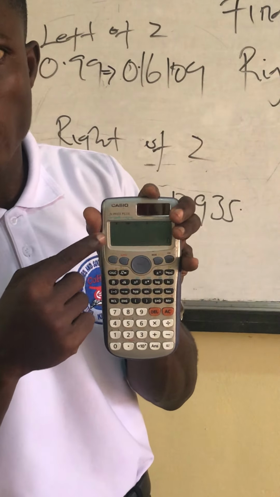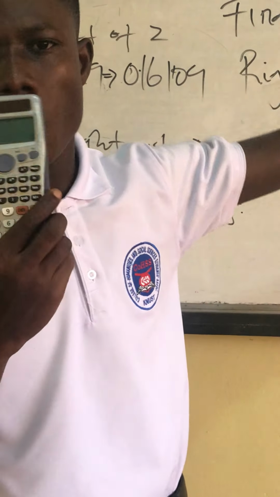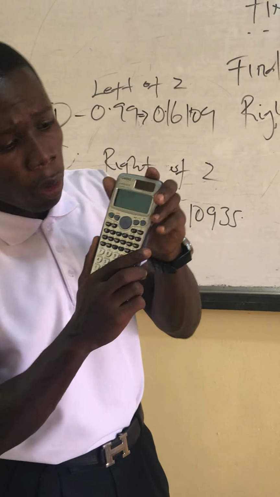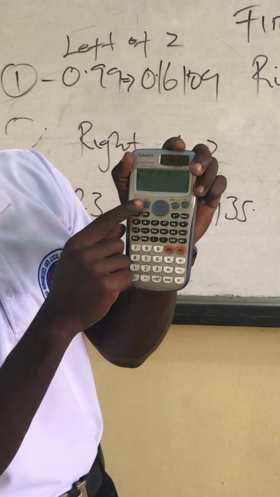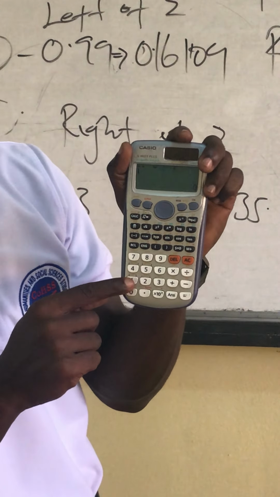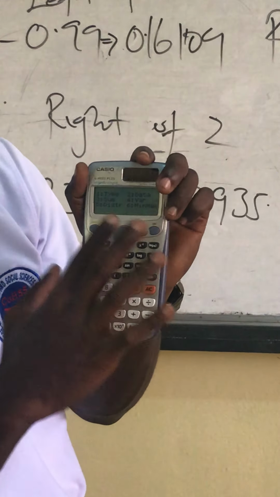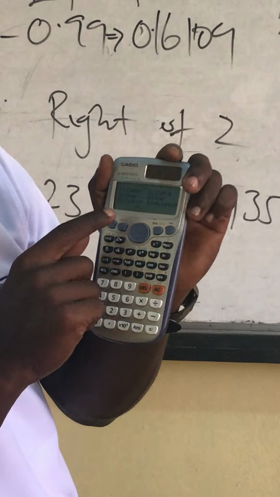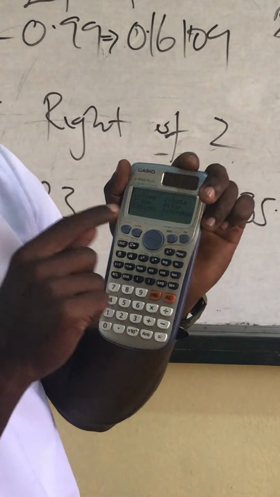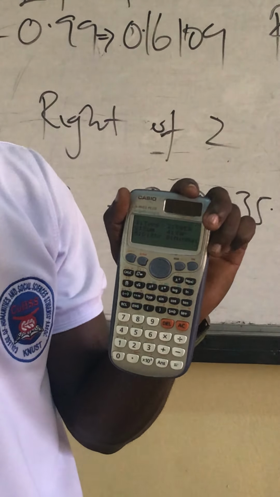Right now we are doing standard normal distribution, and we have distribution on the calculator. So to go to distribution, you press shift, then you press 1. After pressing shift and 1, you see a menu will open. The first one is type, second is data, 3 is sum, 4 is var, 5 is distribution. So because we are doing distribution, you press 5.